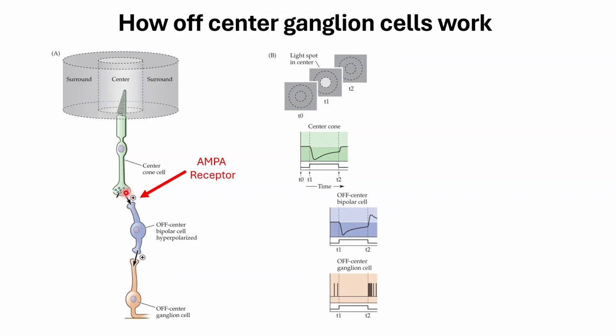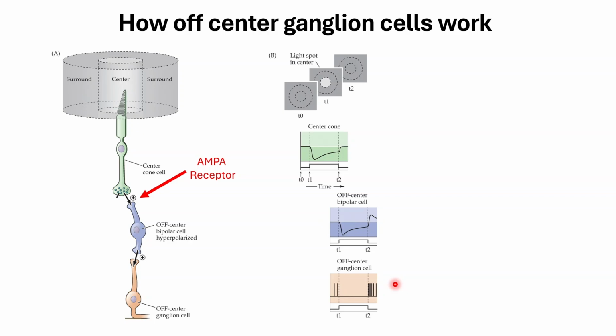So if there's less glutamate hitting this AMPA receptor, it's going to get less glutamate, and therefore its membrane potential decreases. As soon as we turn on that light in the center, it decreases, which means this cell is no longer releasing glutamate as much, and therefore the off-center ganglion cell has less glutamate at its synapse, and therefore it decreases its firing rate. It can even turn off, especially if you have the light on in the center and dark on the outside. And as soon as you turn off that light, we get action potentials returning, because it's an off-center ganglion cell. It likes it when the light is turned off.